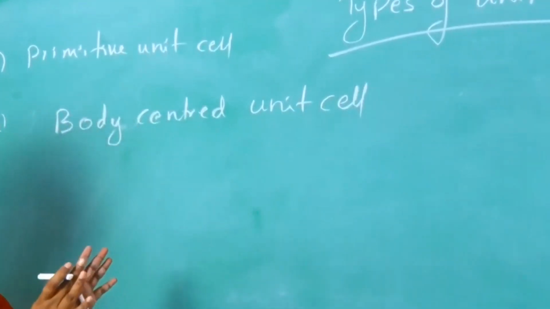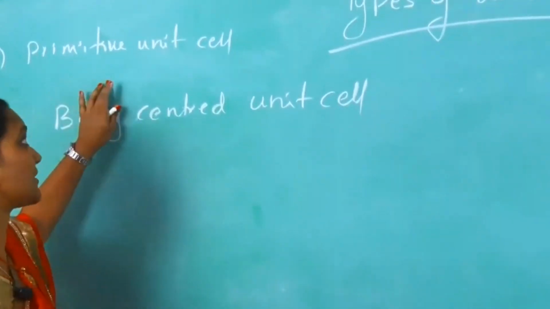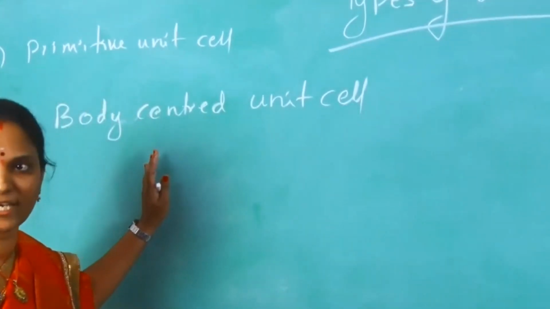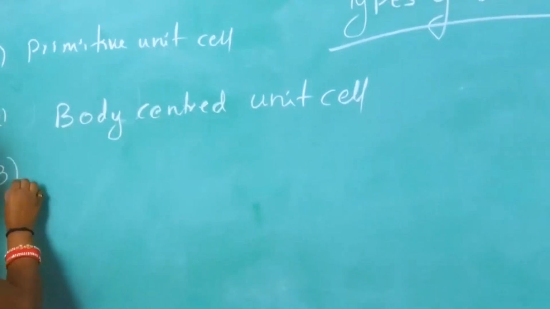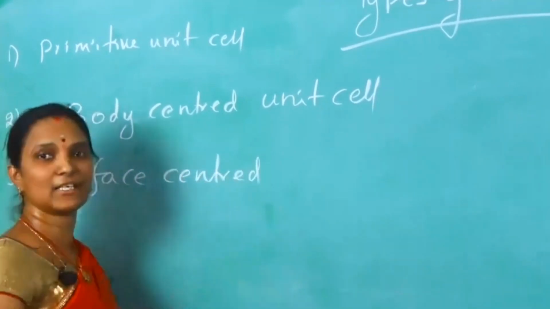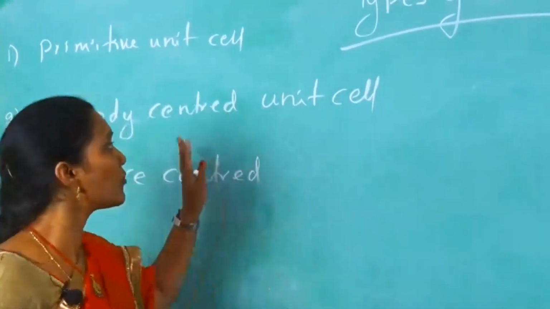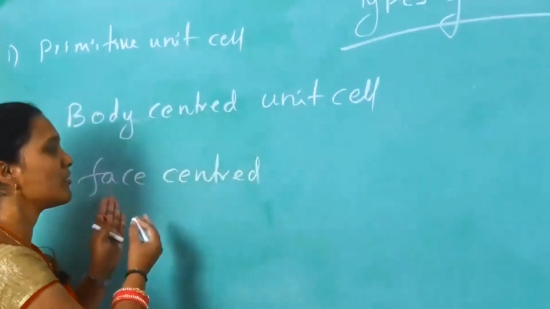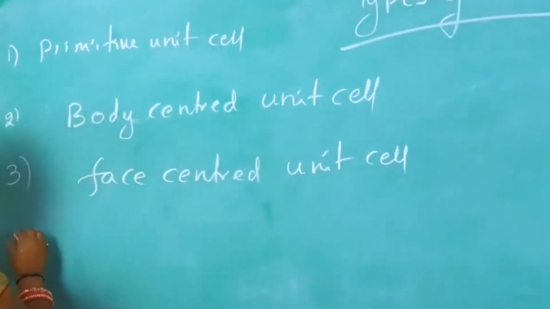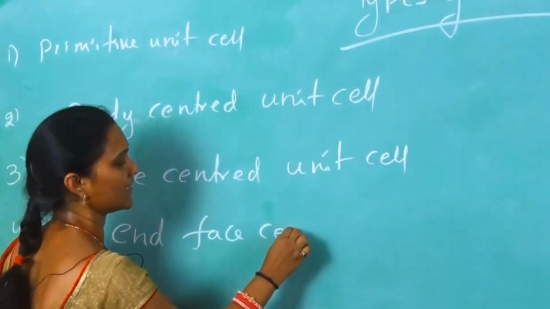I am writing big letters, that's why the full table is not possible on this. So first one is the primitive unit cell. Second is the centered unit cell. In that centered unit cell, again first one is the body centered unit cell, and next one is the face centered unit cell. In D and F block elements, we learned FCC, BCC, HCP like this. BCC is nothing but body centered unit cell. FCC is nothing but face centered unit cell. And one more is there, that is the end face centered unit cell.